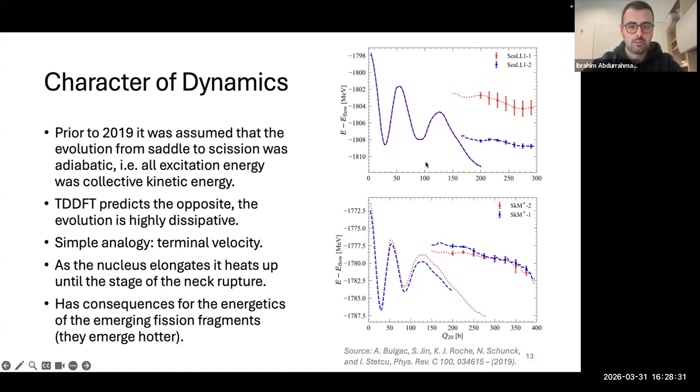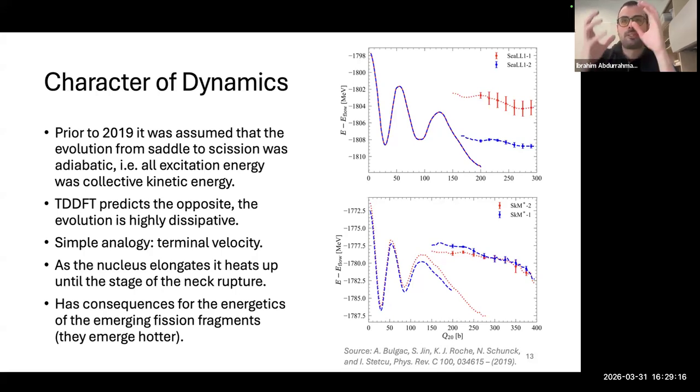Prior to 2019, what people believed is all of your intrinsic excitation would fall in the potential energy surface. And basically the full excitation energy of your system is collective kinetic energy. So to give you an analogy, they believed the nucleus going from saddle to scission was similar to somebody jumping off a cliff and then the gravitational potential energy being converted very cleanly to pure kinetic energy.